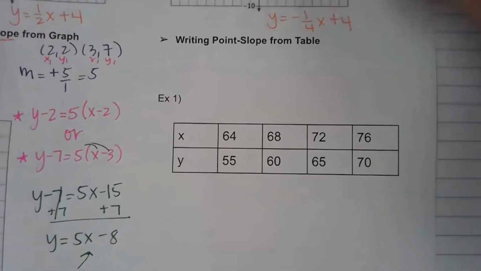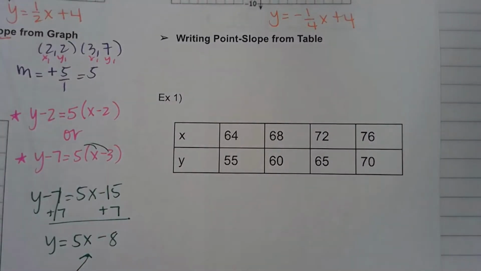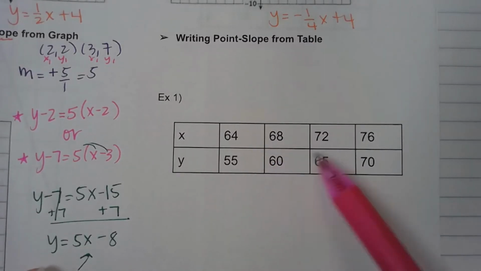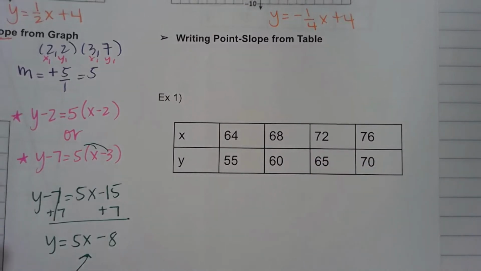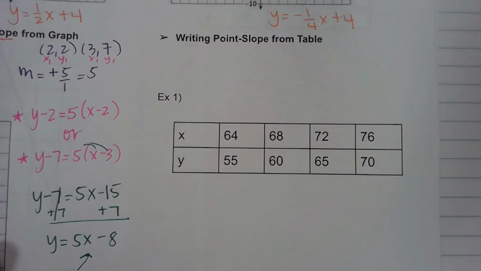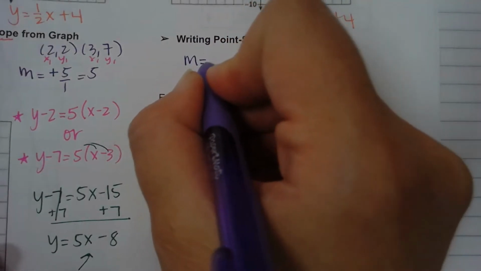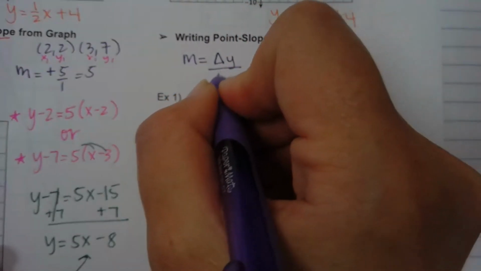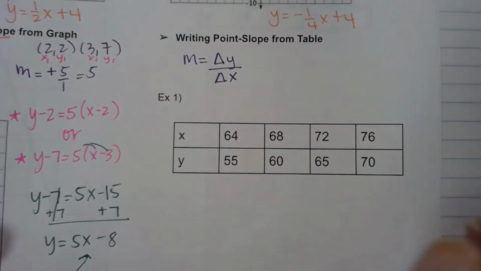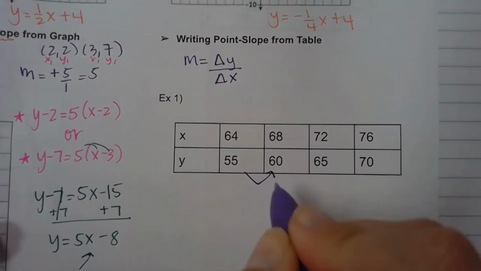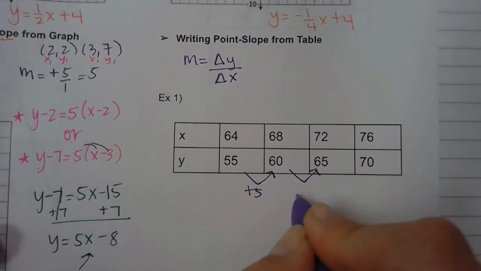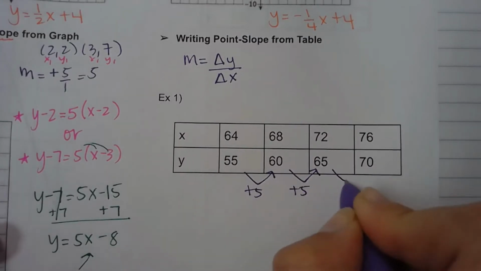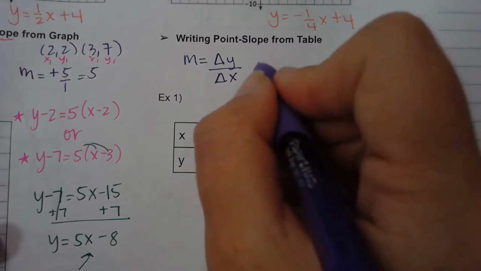All right. From a table, if you look, we have 4 different ordered pairs. So what we need to do is first find the slope, and remember slope is the change in y over the change of x. So my change of y to go from 55 to 60, it's changing by 5. And if you look at this, every time it's changing by a positive 5.